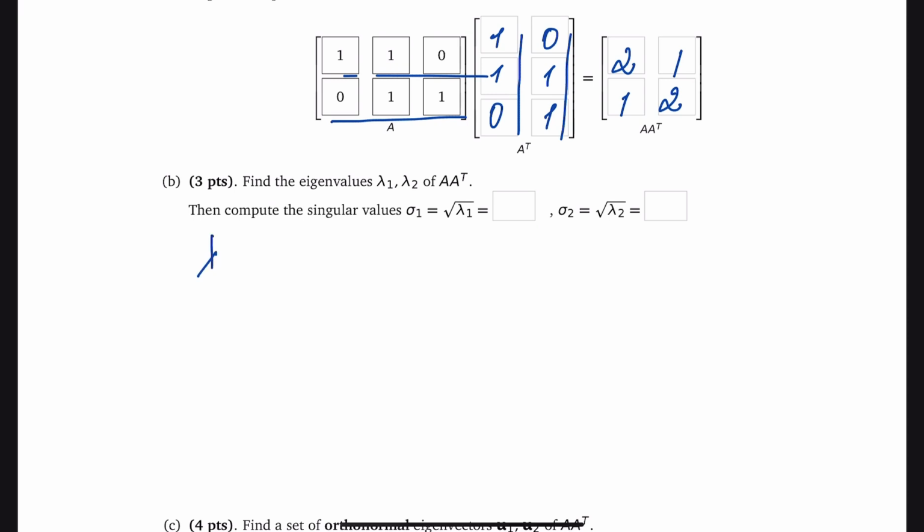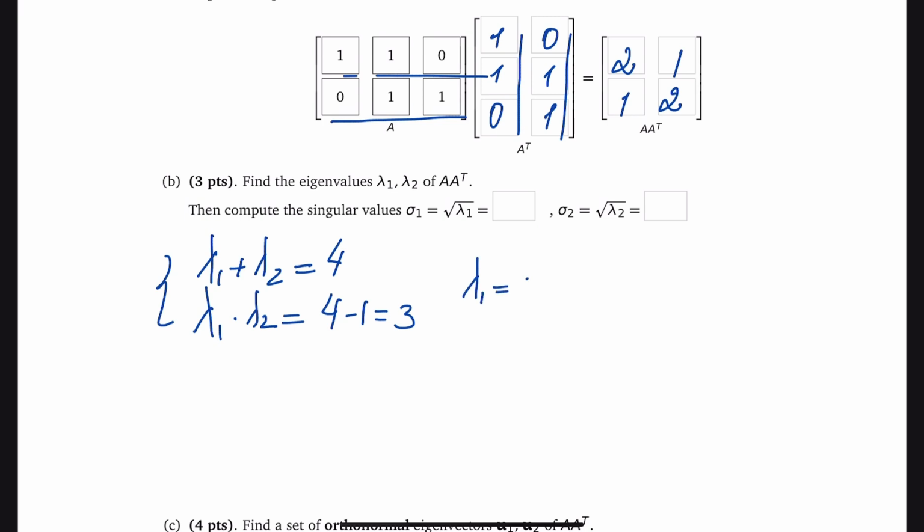In order to do this, again, I'm going to use the property. So the sum should be equal to the trace, which is 4, and the multiplication should be equal to the determinant, which is 4 minus 1, which is 3. So obviously, I can get here that the first eigenvalue is 3, the second eigenvalue is equal to 1.